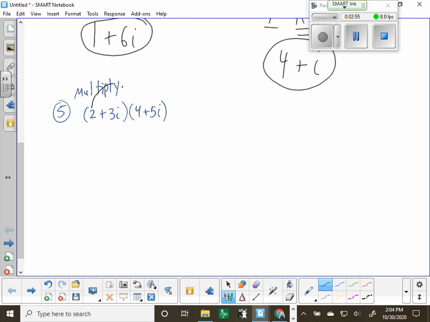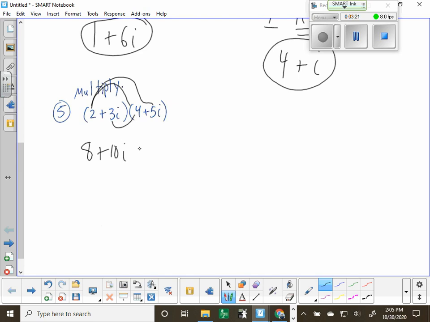So we go 2 times this would be 6. No, 2 times 4 is 8. What am I doing? That's a funky 8. I don't like that 8. I'm going to switch it. Make it a better 8. Okay, so 2 times 4 is 8, not 6. And then 2 times this here is 10, so it's plus 10i.